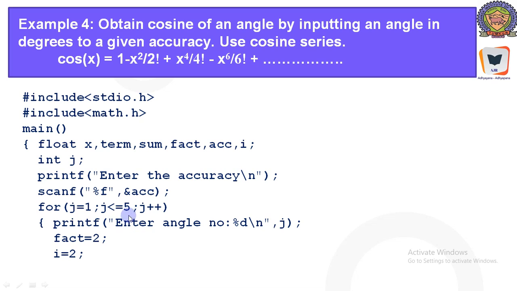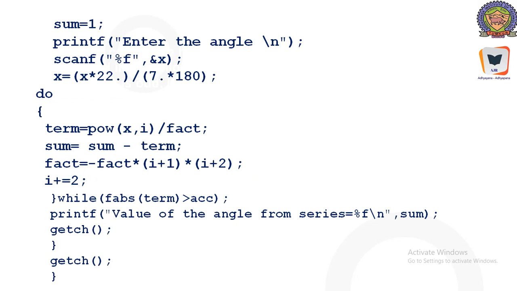For j equal to 1, j less than or equal to 5, because we need to find cosine of 5 angles which are different in nature. So printf, enter the angle number 1, okay, in the first cycle. Fact equal to 2. We initialize the fact value which comes in the denominator as 2. i equal to 2. Sum equal to 1, because the first term in the cosine series is 1. Earlier you may recall, as far as sine series is concerned, the first term happened to be x. Therefore sum was initialized to x there.